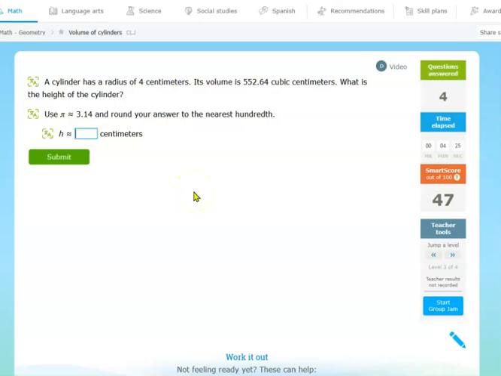All right, another word problem. Ooh, this one's a little bit different. This one says, a cylinder has a radius of 4 centimeters. Its volume is 552.64 cubic centimeters. What is the height of the cylinder? Oh, geez, this one they're giving us the volume.